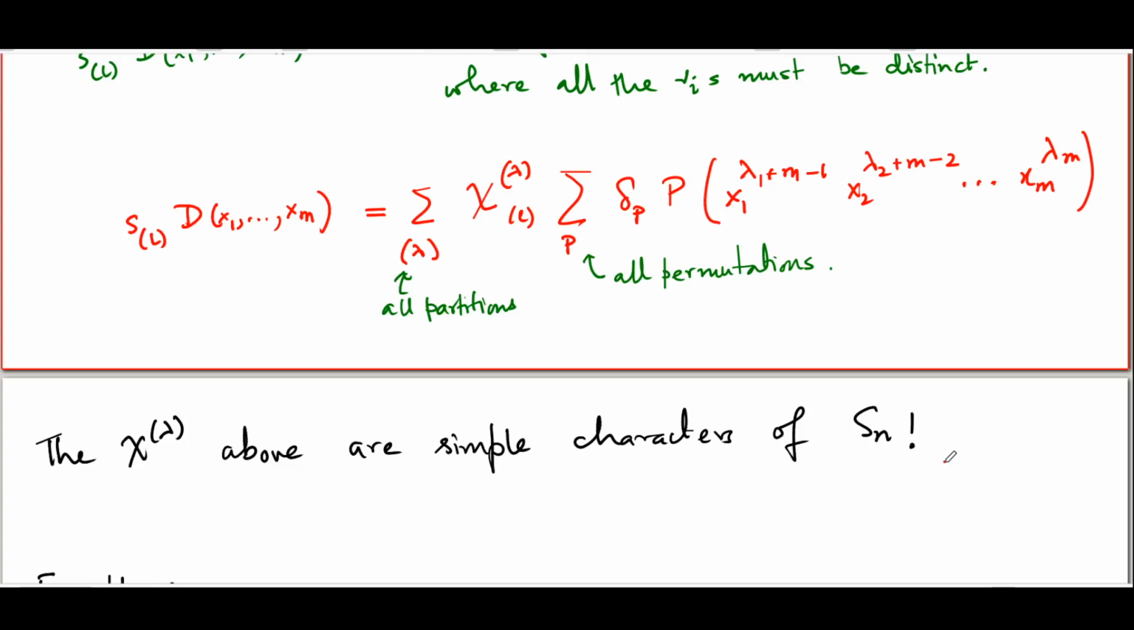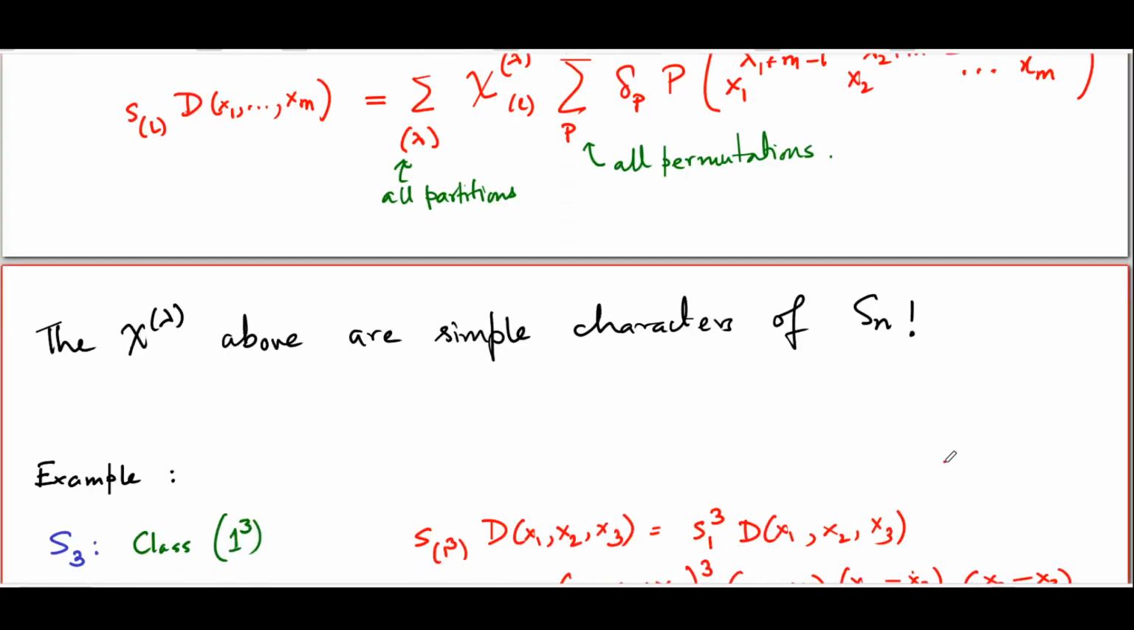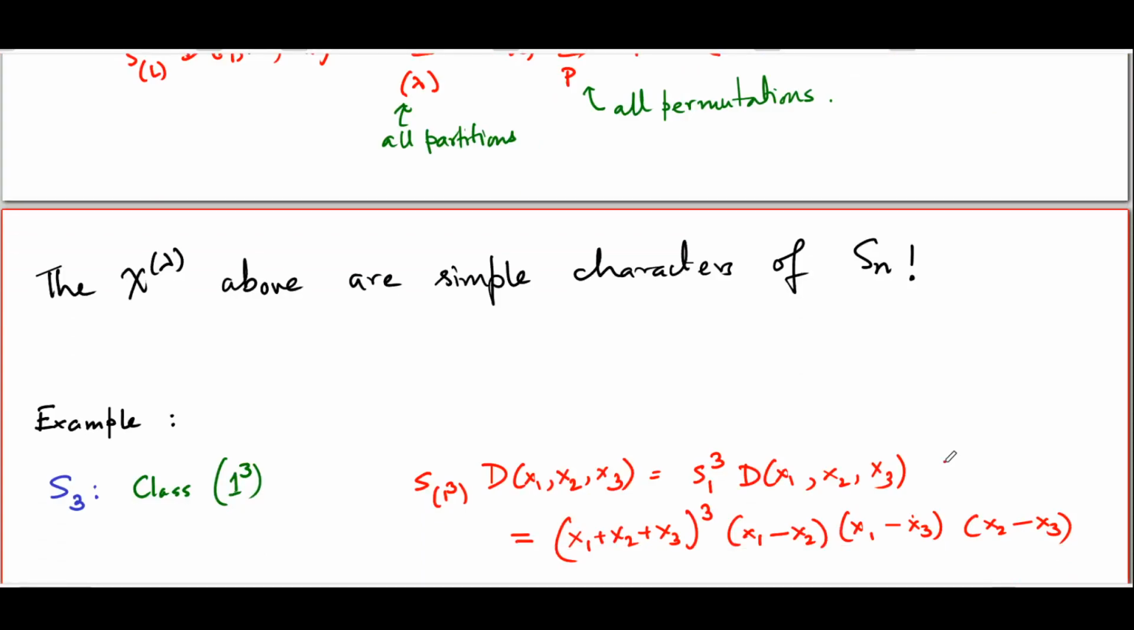So here is the calculation for S3. As you all know, S3 has three classes, and we are going to take the three classes one by one. So for class 1 cube, that is the class which has only the identity in it, three 1-cycles, what we have to do is calculate S1 cube times d of x1, x2, x3. And if I write this out explicitly, that is (x1 plus x2 plus x3) whole cube times (x1 minus x2) times (x1 minus x3) times (x2 minus x3).